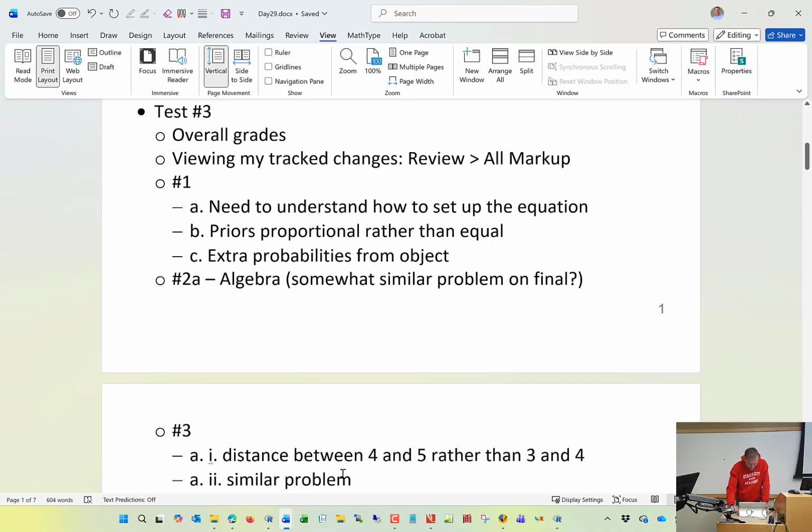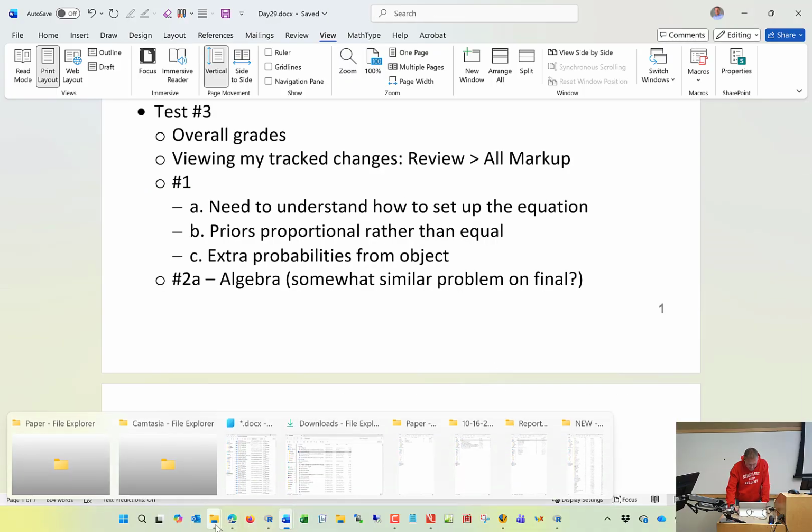and of course I've closed out my file. I don't know why I did that. Let's see here.